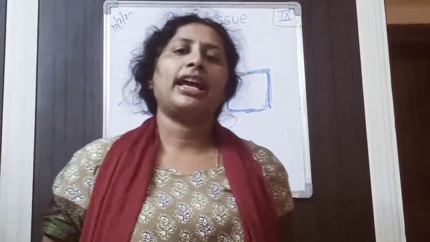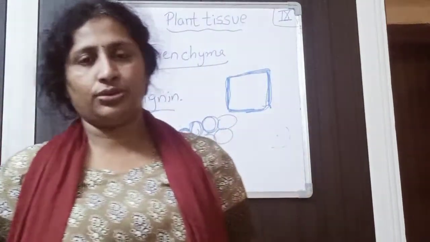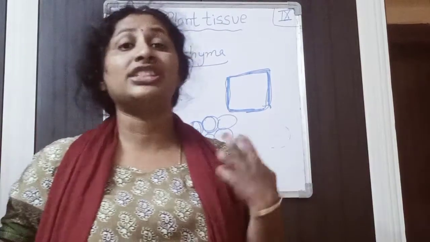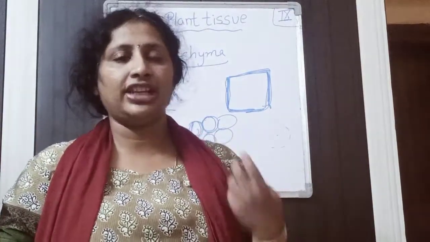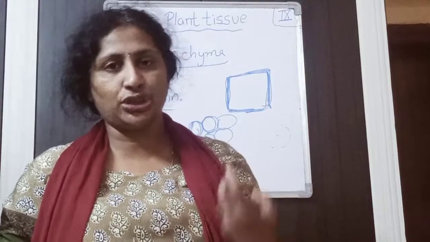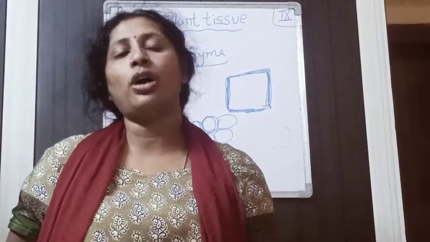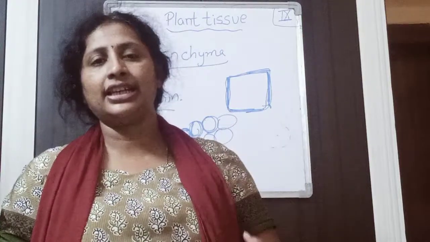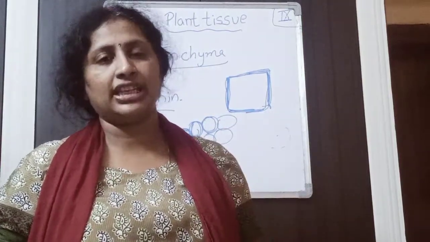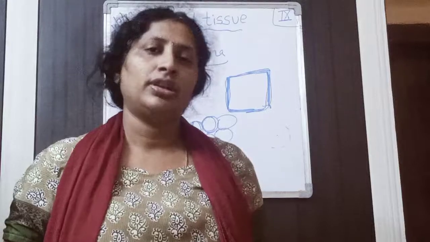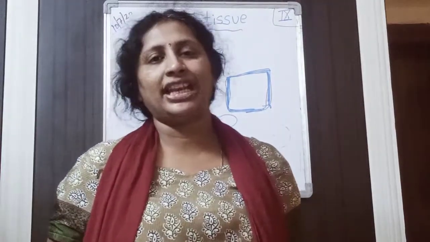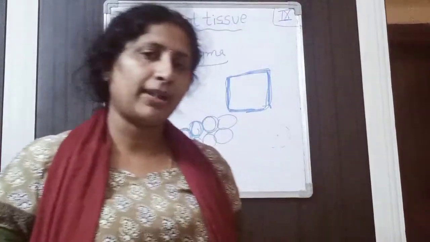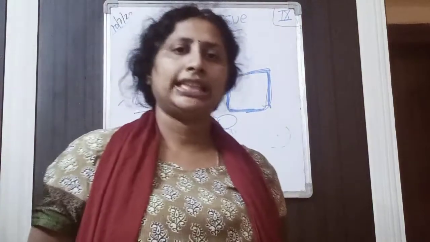This parenchyma is a very important tissue. It is called filler tissue because it is filling the gap between different tissues. So it is present throughout the plant, filling the gaps or spaces in between the tissues. That's why it is called filler tissue. Depending on the location and function, this parenchyma is again divided into three types.